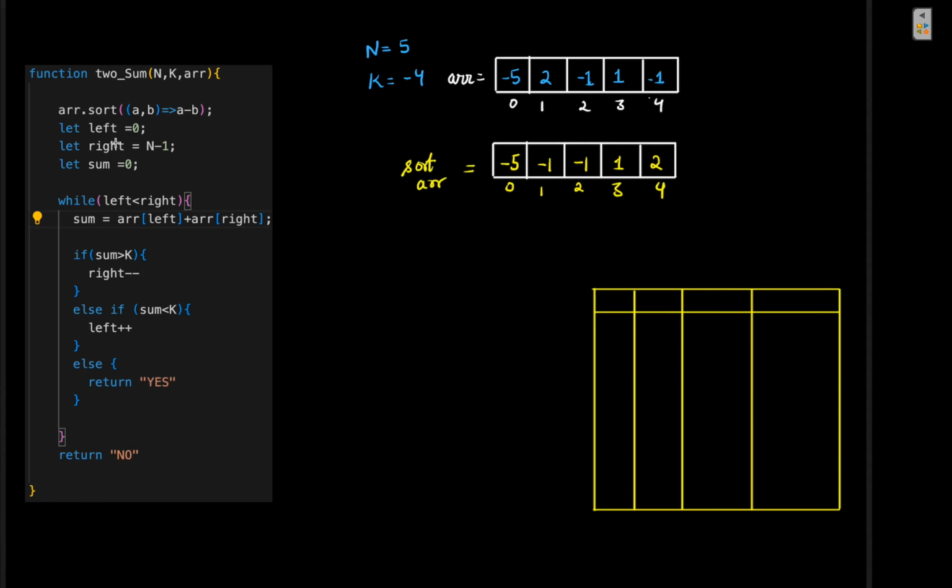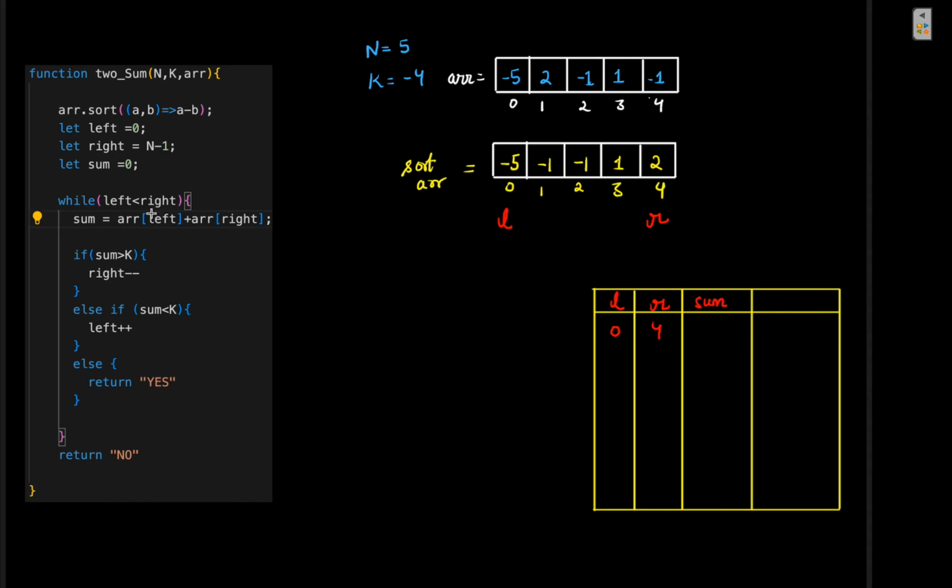Okay, now let's start. Let left equal 0, so I will take one pointer, L is here, that is 0, my left. Right equals n minus 1, so n is 5, 5 minus 1 is 4, so my r will be here, pointing to 4. And my sum is starting from 0, so I will initialize one variable sum.